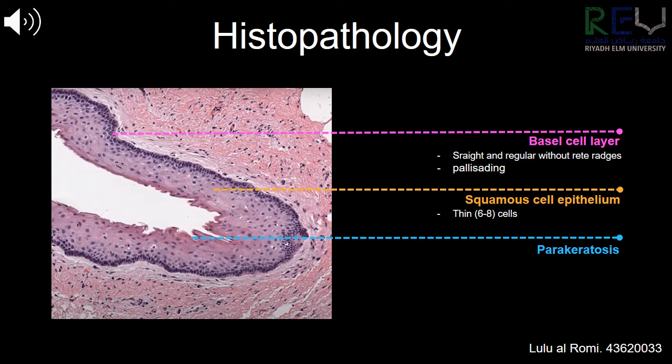Squamous cell epithelium is thin, and according to the literature, it should have 6 to 8 cells. The presence of parakeratosis is another important morphological sign for differential diagnosis. Parakeratosis means that we have pyknotic nuclei retained in the superficial layer of keratinocytes. Inflammation, like secondary infection, is usually sparse, but it may obscure the diagnostic histological features, making it hard to diagnose.